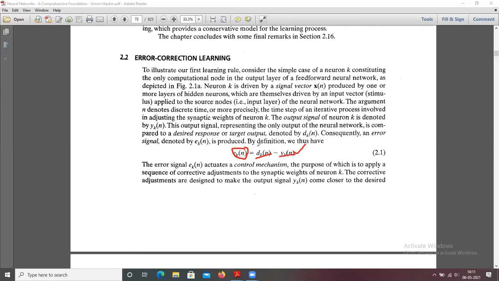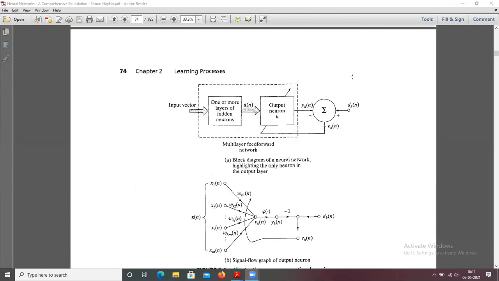Now, what is the concept in error correction learning? In the first step, you find the error you got in the first iteration. In the next iteration, you find the weights for the next iteration. We discussed that in our previous class. In today's class, we are going to discuss the next topic.